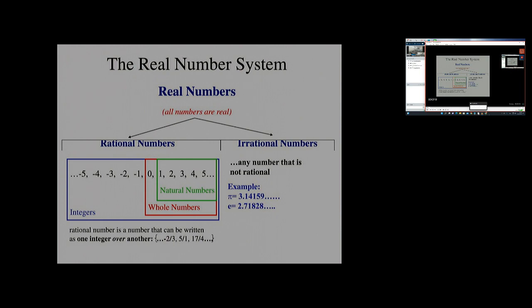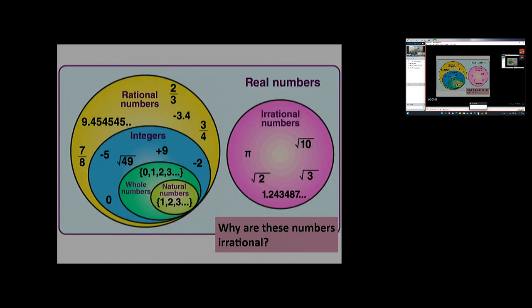Okay? Fractions, like 3 by 5 and so on. Many fractions, right? They are also rational numbers. Understand? One more example here. Look at here. Why are these rationals and why are these irrationals?